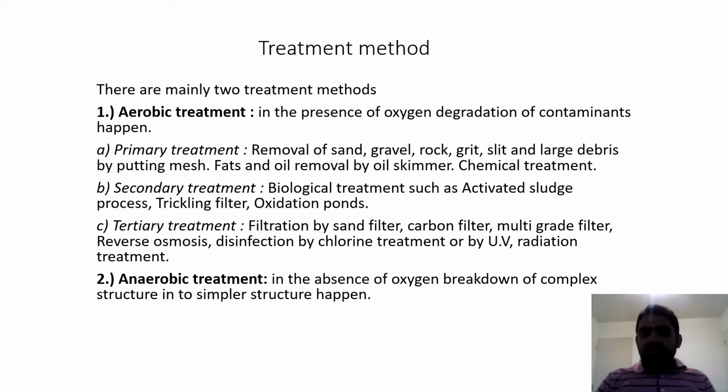In the aerobic treatment, there are mainly three subdivisions. First one is primary treatment, which is also known as chemical treatment. Second one, secondary treatment, which is also known as biological treatment. And the third one is tertiary treatment. Now, what is happening in the primary treatment? In the primary treatment, there is removal of sand, gravel, rock, silt, and larger debris by putting a mesh in the flow of water.